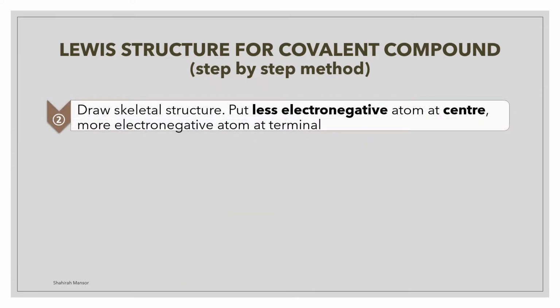Next, draw skeletal structure for carbon dioxide. So again, as the previous concept, put less electronegative atom at center. Jadikan less electronegative atom sebagai central atom and more electronegative atom as terminal atom. So between C and O, which one is less electronegative? Yeah, the answer is carbon. So carbon will be at the center and oxygen will be at terminal. So this will be the skeletal structure or skeletal arrangement untuk carbon dioxide.